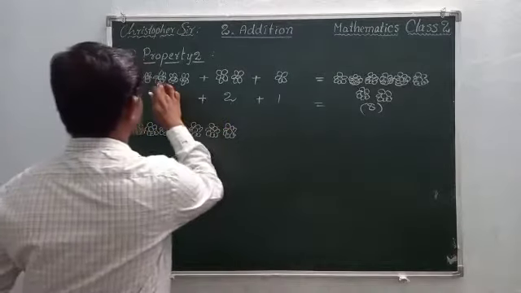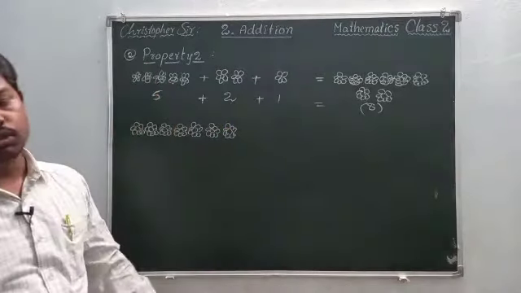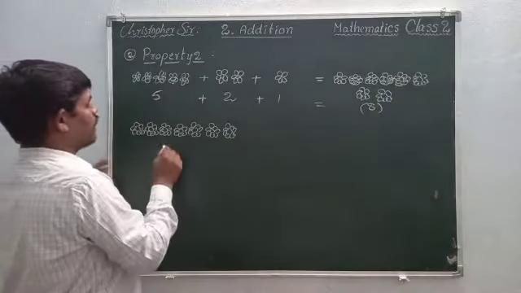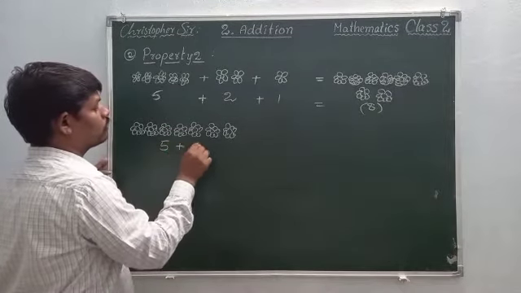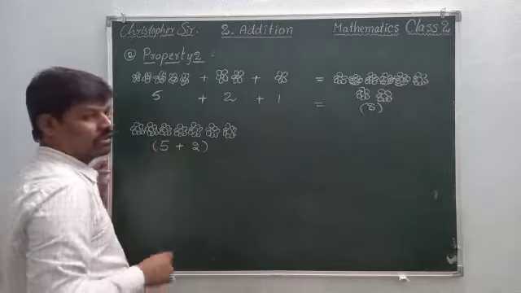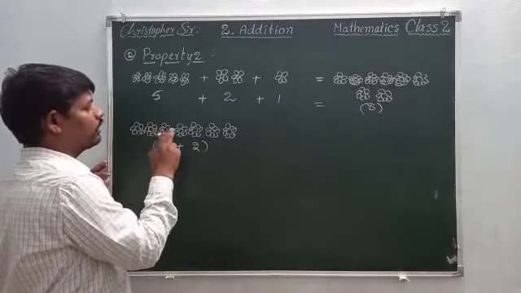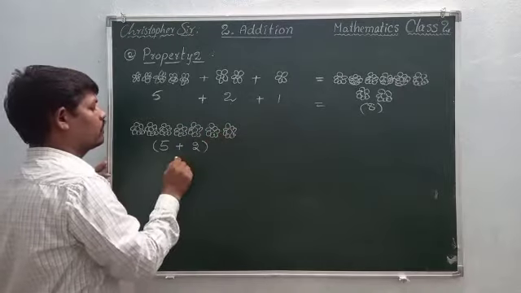Okay, total. First we are adding 5 and 2. Okay, so 5 plus 2. How much? 1, 2, 3, 4, 5, 6, 7. So we got 7.